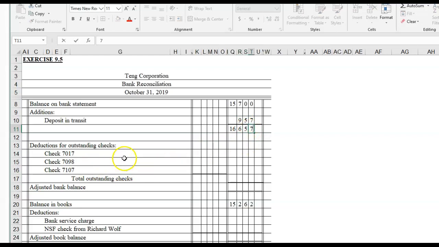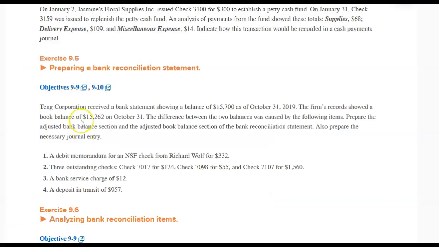Okay, now let's see if we've got any outstanding checks. Okay, so check number 71. So we actually have 3. So let's go find what they are. This says 3 outstanding checks. One for $124. The next one's for $55. And the next one is for $1,560.